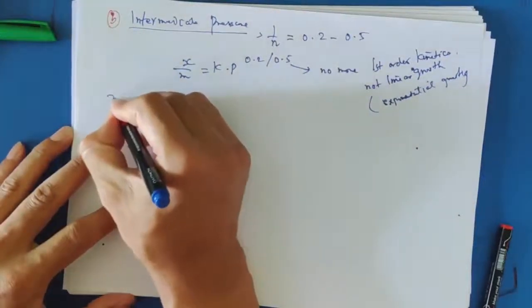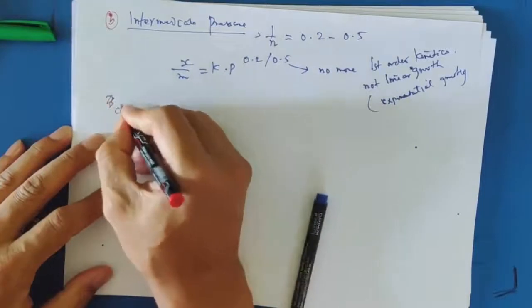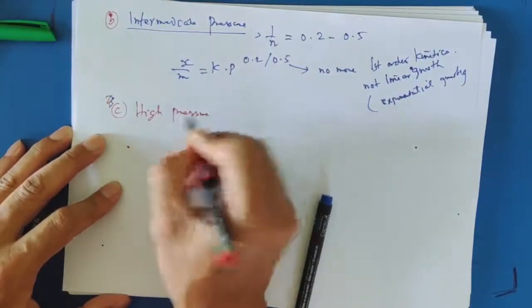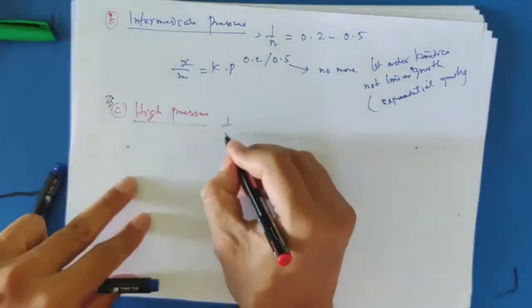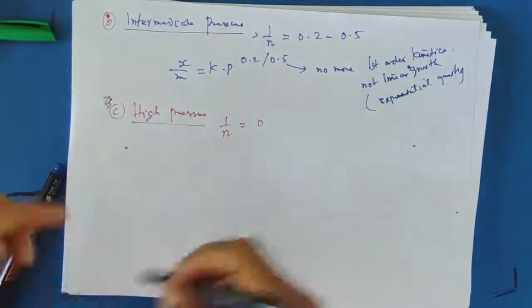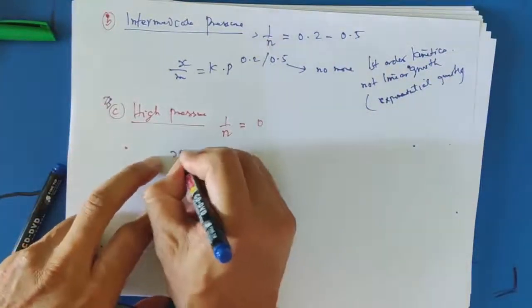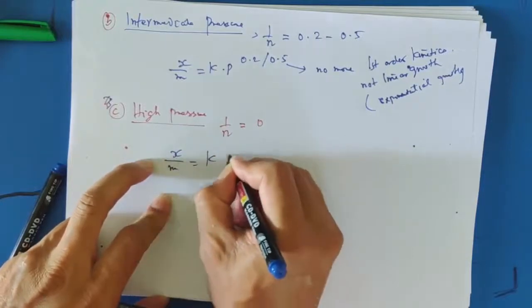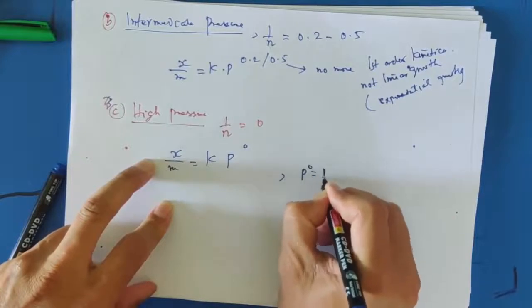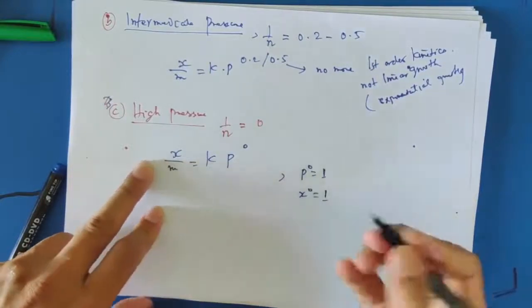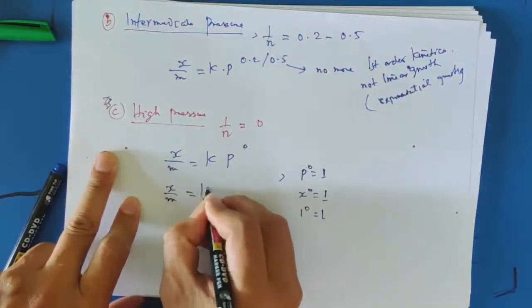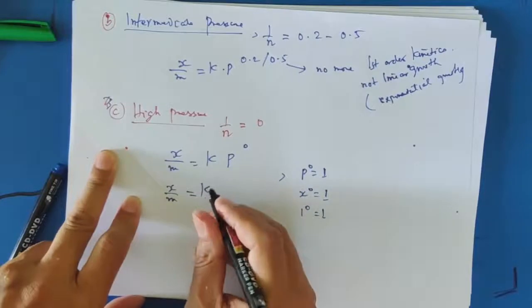At high pressure, the value of 1/n becomes 0. Experimental observation: 1/n is 0, so x/m = kP^0. Anything to the power 0 is 1, we know. So x/m equals k, because this one is 1.